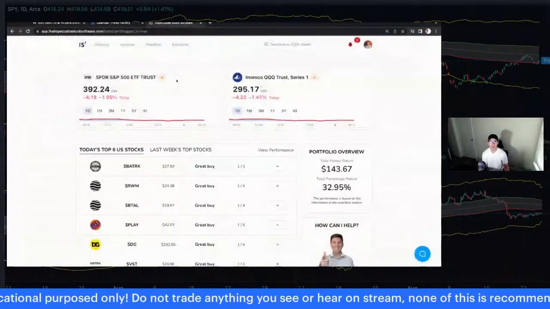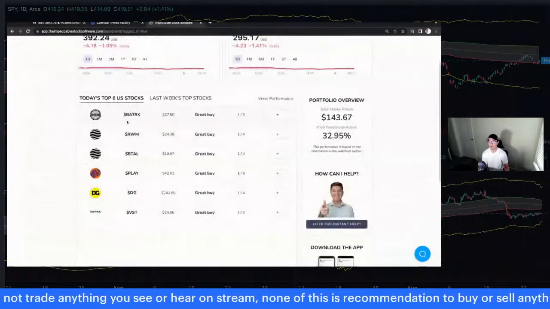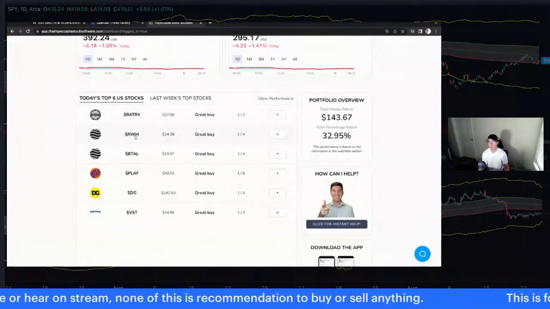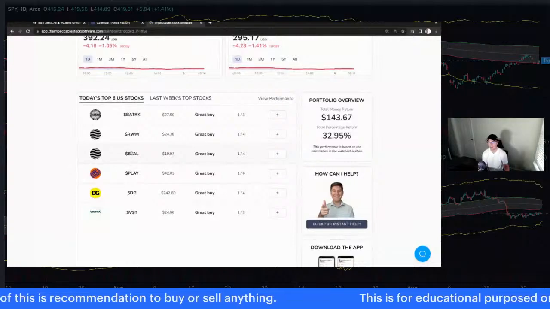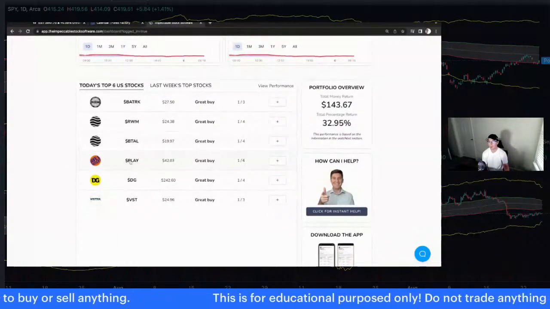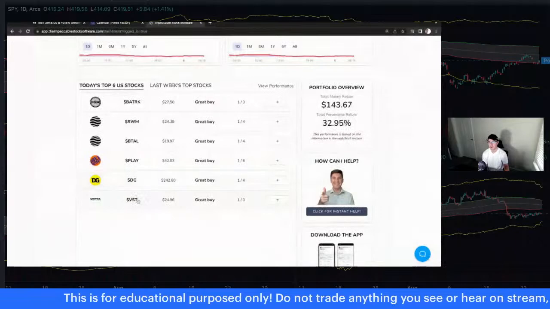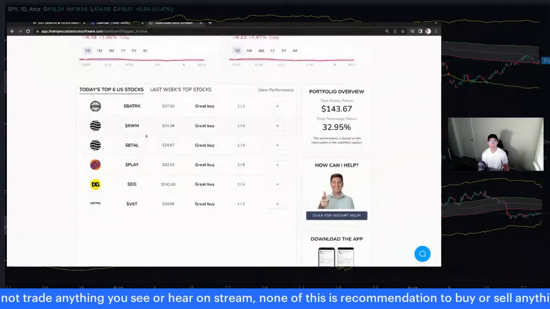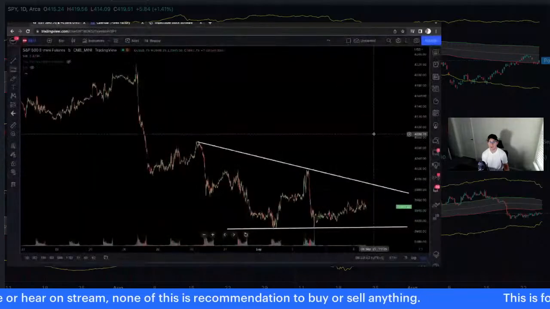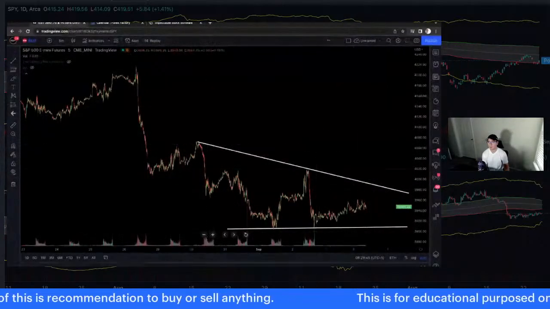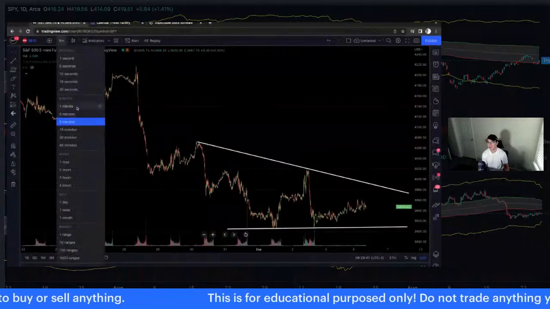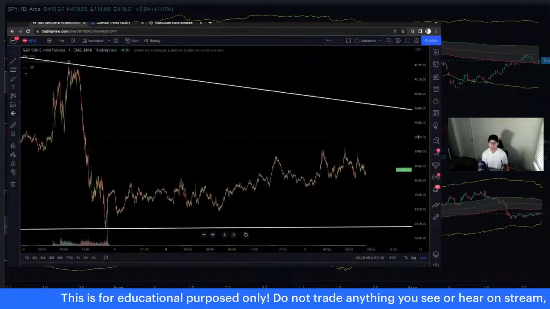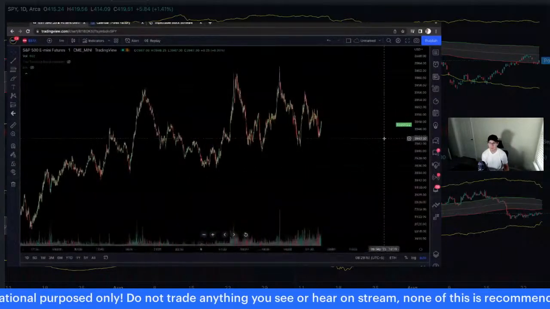For top stocks so far today, we have BATRK, we have RWM, which is an ETF, BTAL, which is an ETF, I believe, PLAY, which is Dave and Buster's, DG, which is Dollar General, and VST, which is Vistra. So we got a lot of stocks here to examine, and we will in a second, but the market is opening very soon. So let's go into that and take a look. On the 1 minute chart, let's see what we're looking at for the trading day.